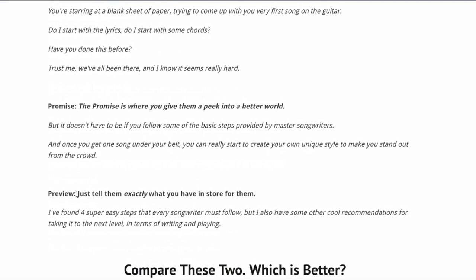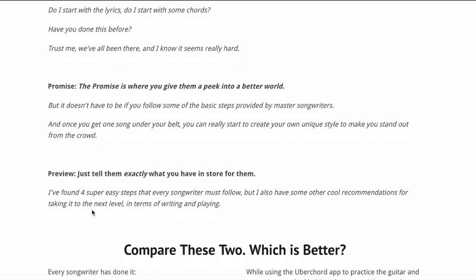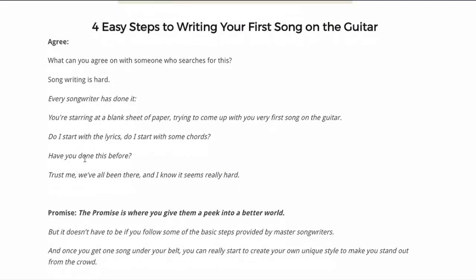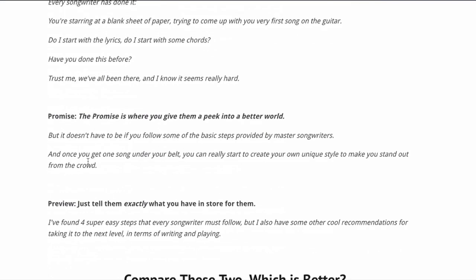Just tell them exactly what you have in store for them. I found 4 super easy steps that every songwriter must follow, but I also have some other cool recommendations for taking it to the next level in terms of writing and playing. So that's exactly what the article has, 4 super easy steps. So that's the preview. So agree, a statement that they can agree with, promise, a statement that you're promising, and a preview.